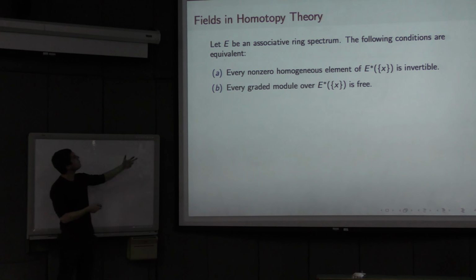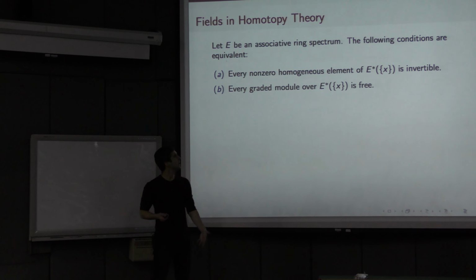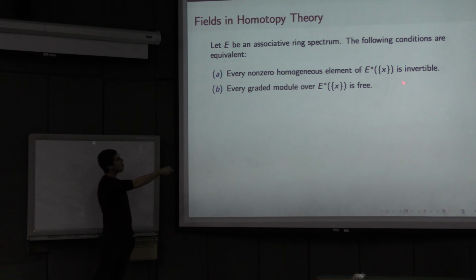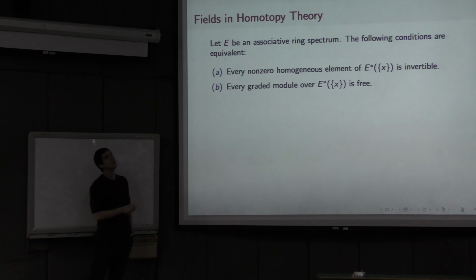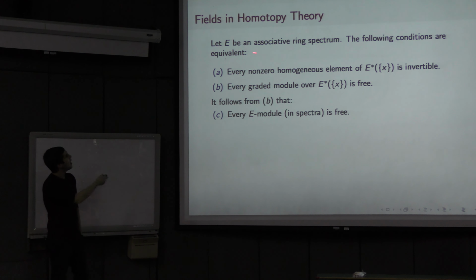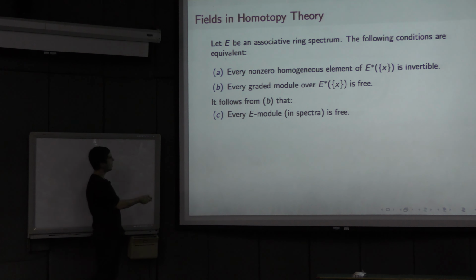And the equivalence of A and B is not really a statement about topology at all. It's a statement about graded rings. For any graded ring, saying that all non-zero homogeneous elements are invertible is the same as saying that all the graded modules are free. But these statements have a consequence in the world of algebraic topology.